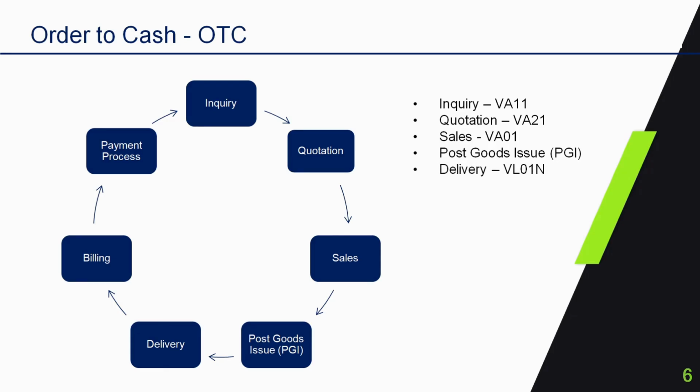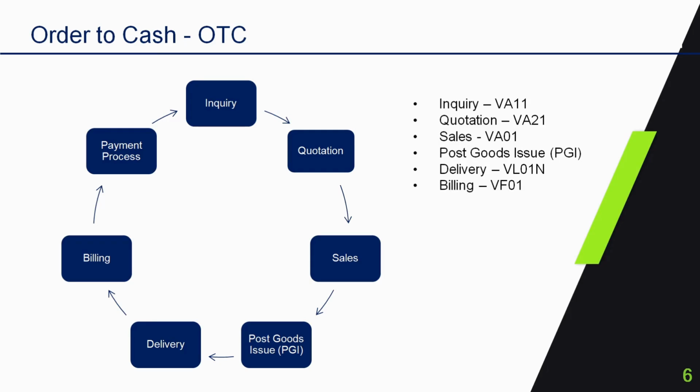Then the billing will start. At the billing stage, we send the bill to the customer for the goods delivered. We have accounting entries at this stage where we debit customer and credit cash account. Transaction code for billing in SAP is VF01.